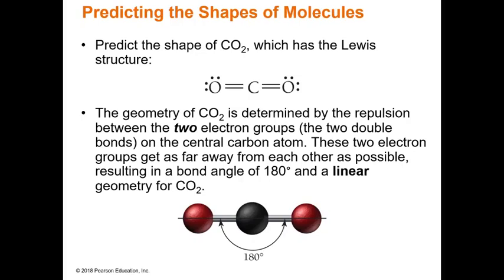Let's apply VSEPR to carbon dioxide. CO2 has 2 double bonds around the central carbon atom. These 2 electron groups repel each other and spread out in a straight line. The result is a linear geometry with a bond angle of 180 degrees.